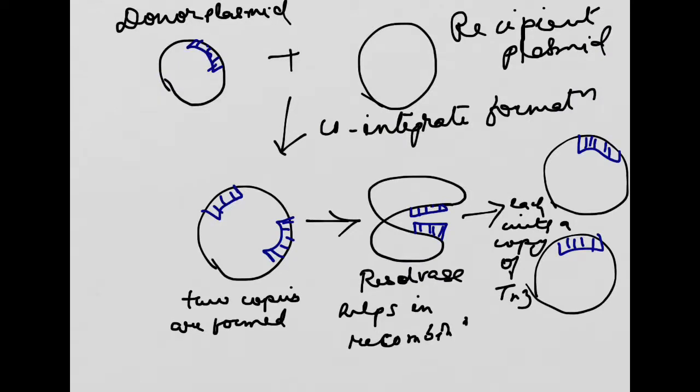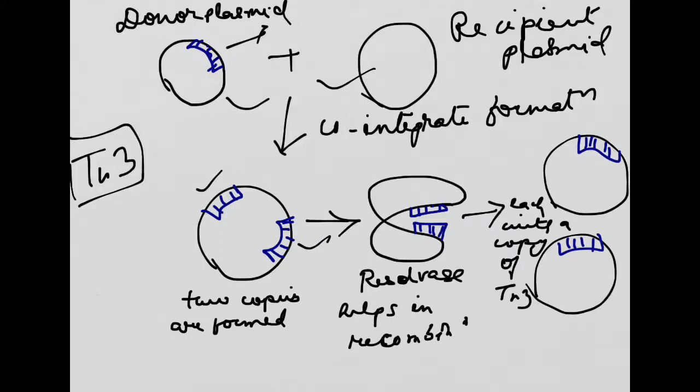If we take the example of TN3 non-composite transposon, we can see that the donor plasmid will have a copy of TN3 suppose, and it will be given to a recipient plasmid suppose. So how is it done? So first of all, transposase enzymes will be formed that will help in formation of a co-integrate between these two plasmids, and there will be formation of 2 copies of the same TN3 transposon by the replicative process, as I have already mentioned. Okay, those 2 copies will be formed in the same co-integrate molecule.